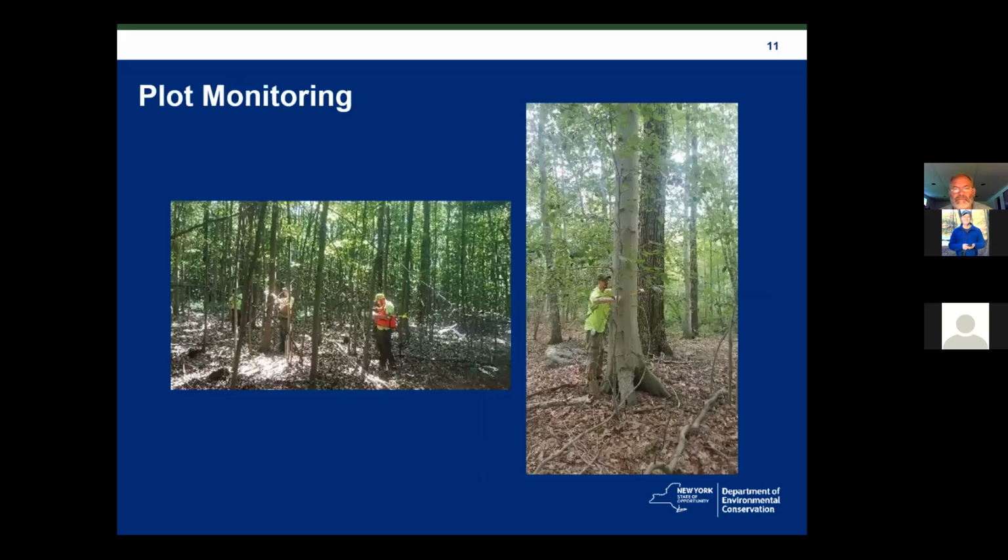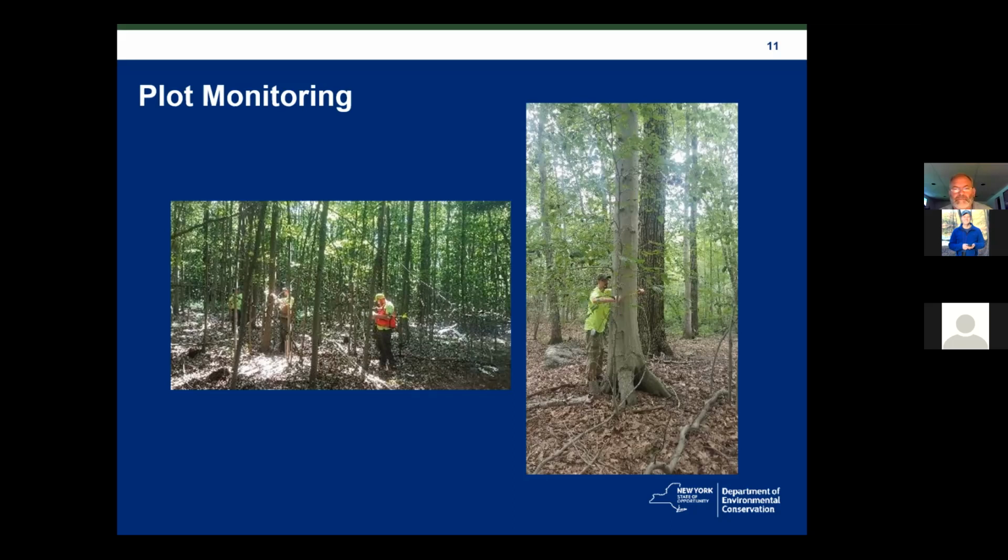Plot monitoring. A network of monitoring plots was established to assess the symptom progression of beech leaf disease and the change in stand characteristics as the disease progresses. From 2019 to 2021, plots were established across New York using a protocol provided by Cleveland Metro Parks. This is similar to the FIA plot protocol the Forest Service uses. The stands are mixed hardwoods with beech as a main component.